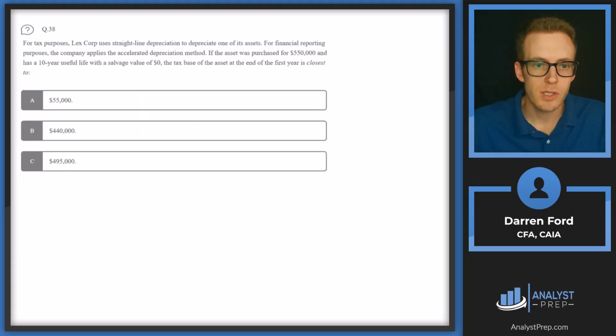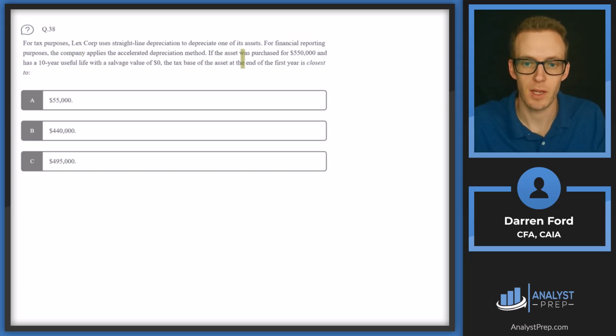All right, question 38. For tax purposes, LexCorp uses straight-line depreciation to depreciate one of its assets. For financial reporting purposes, the company applies the accelerated depreciation method. If the asset was purchased for $550,000 and has a 10-year useful life with a salvage value of $0, the tax base of the asset at the end of the first year is closest to.